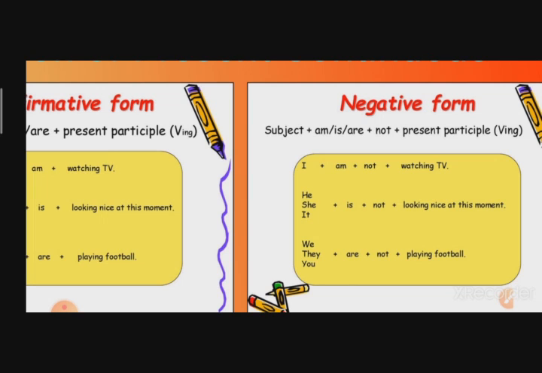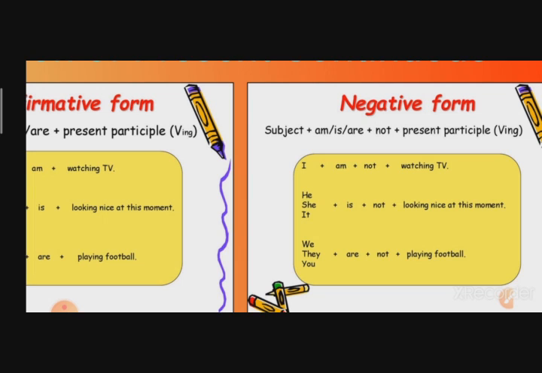So here students, you can see that they have just added not along with the helping verb and the verb ing form. So for I, we are going to use am, that is the to be verb, and instead of watch, we are going to write watching. The next one is he, she or it is not looking nice at this moment. So here students, you can see that for the third person singular, we are going to use is, that is the helping verb, and we are going to add not for a negative sentence.